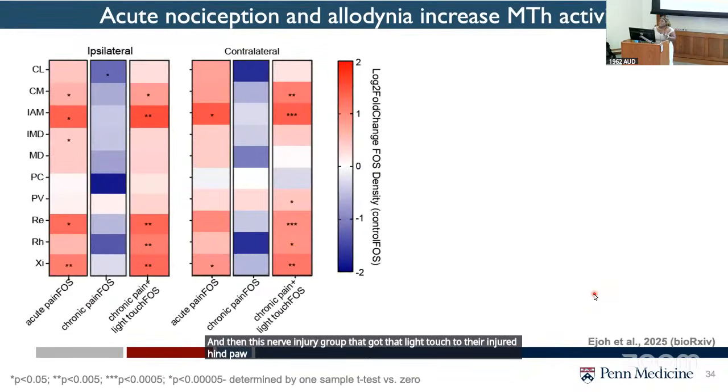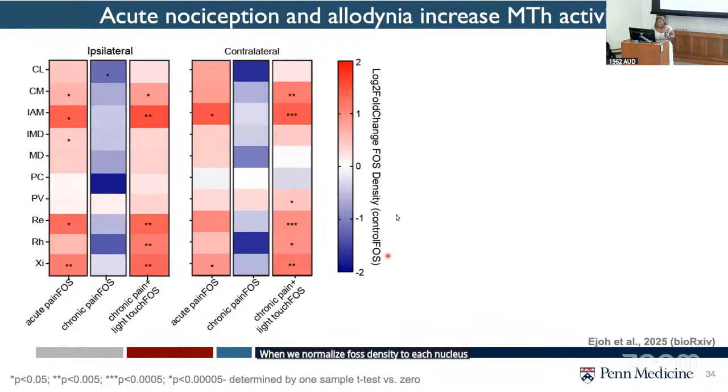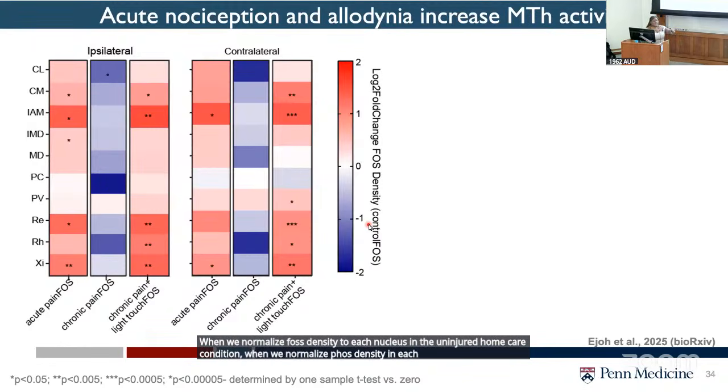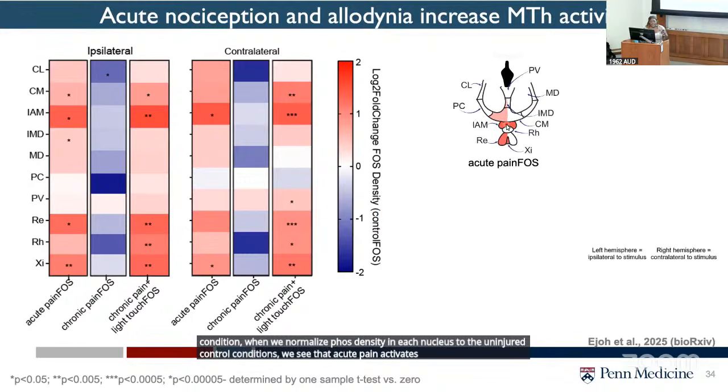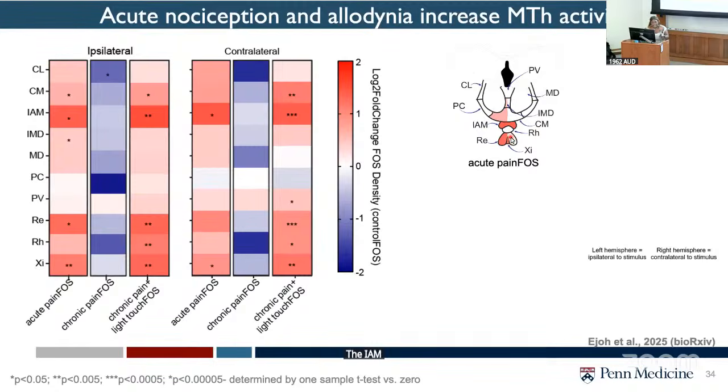When we normalized FOS density in each nucleus to the uninjured control conditions, we see that acute pain activates some midline nuclei like the IAM and XI on both hemispheres, as well as ipsilateral reunions, IMD, and CM. And you can see these here.